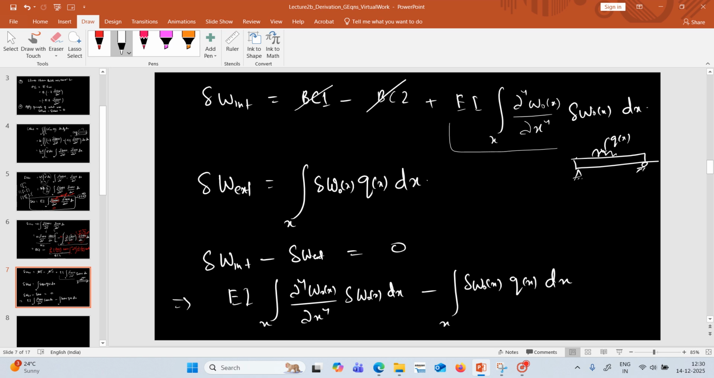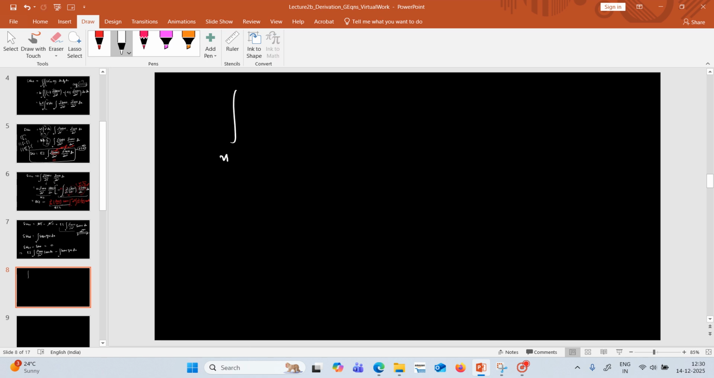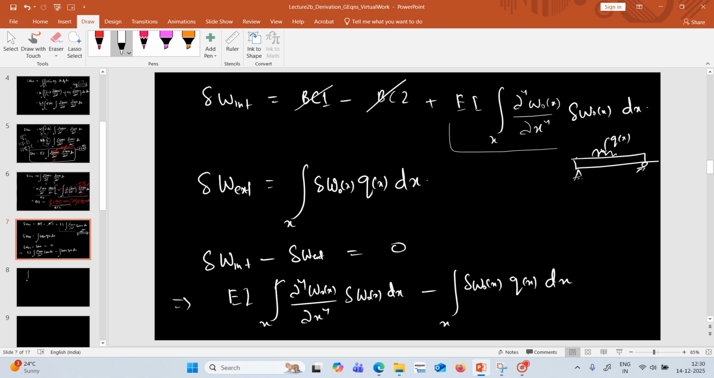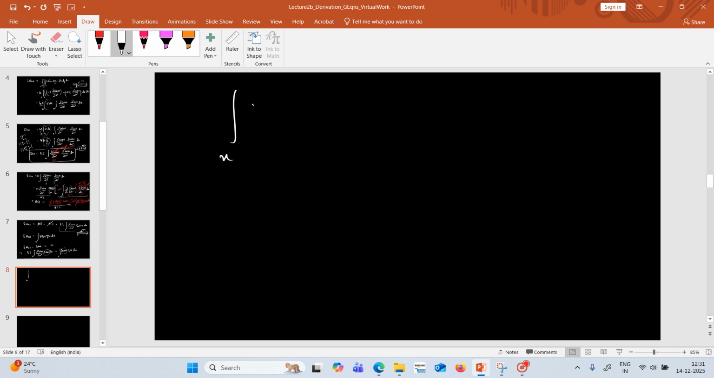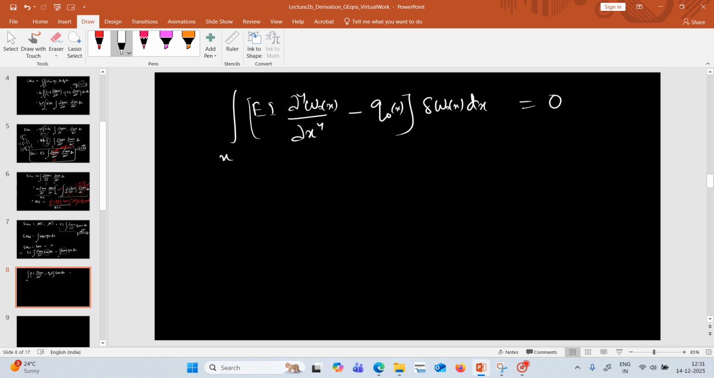We can write it again in a single integration, and delta w naught of x is common in both. So EI del 4 w naught of x by del x to the power 4 minus q of x, and outside would be delta w naught of x dx, which should be equal to 0. Hence we know that delta w naught of x cannot be 0; if it is 0, there is no need of analysis. So that implies that the internal part should be equal to 0.